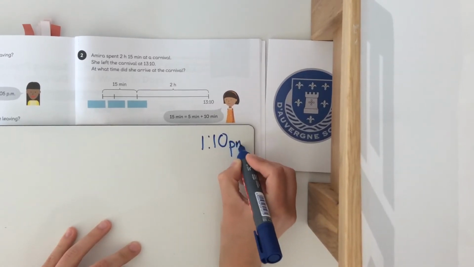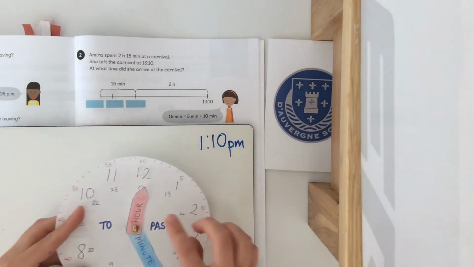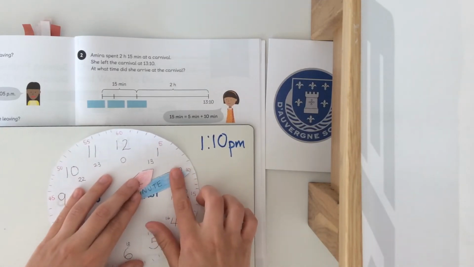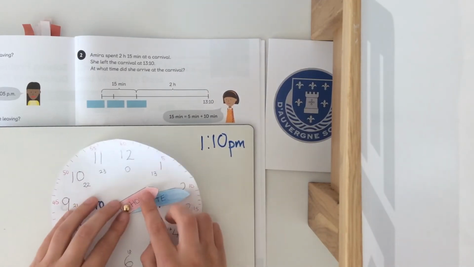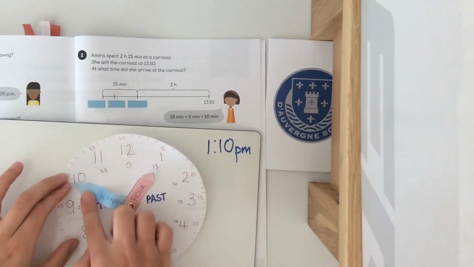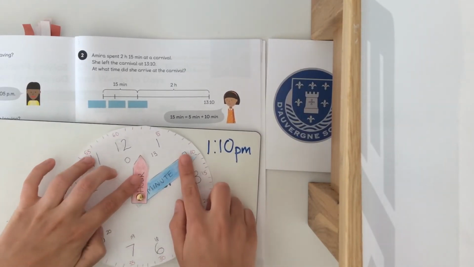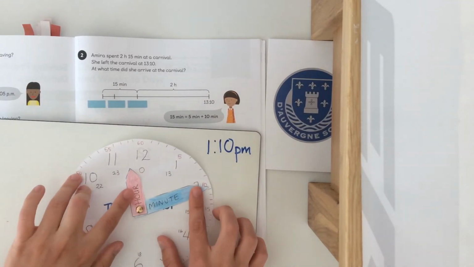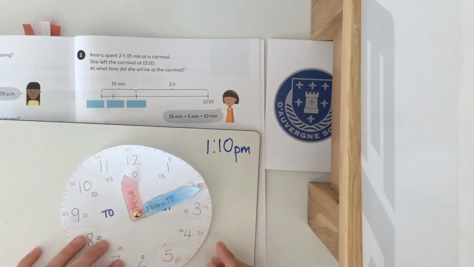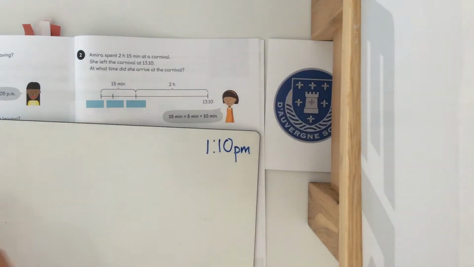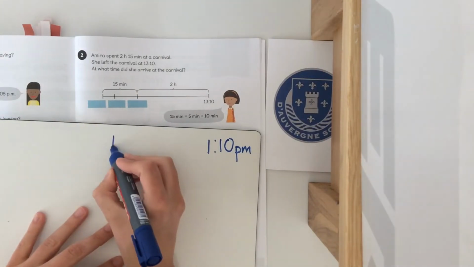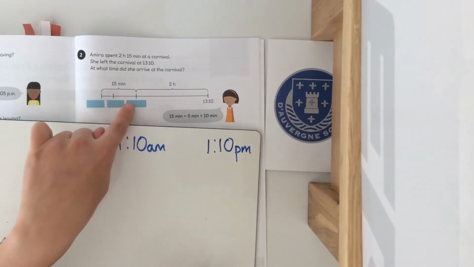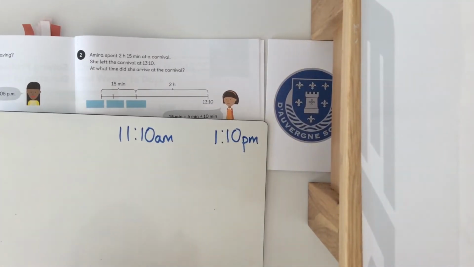13:10 is 1:10 p.m. So if you make that on your clock, 10 past 1, and we're going to jump back 2 hours. Okay. So 1 is 10 past 12. 2 is 10 past 11. Okay, 10 past 11 in the morning now. So this box here should be 11:10 a.m.